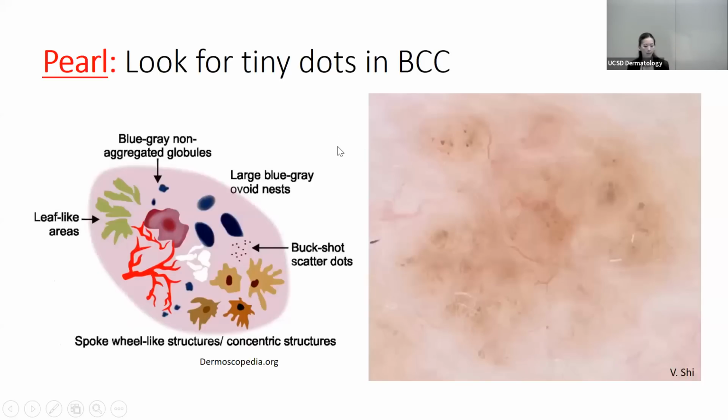What I have found really helpful as a pearl to keep in mind is that in addition to those classic pigment features in BCC, one really specific feature is these really tiny dots. I really like this figure here on the left. I think it is a very nice summary of what to look for with BCCs. These tiny dots, which they call buckshot scatter dots, I find very specific and very helpful in diagnosing BCCs. You can see here on the right, there are these really tiny dots. They're usually pretty sharply in focus, and they're scattered throughout, not evenly throughout the whole lesion, usually pretty haphazardly. If you see this, you should definitely be thinking basal cell carcinoma.